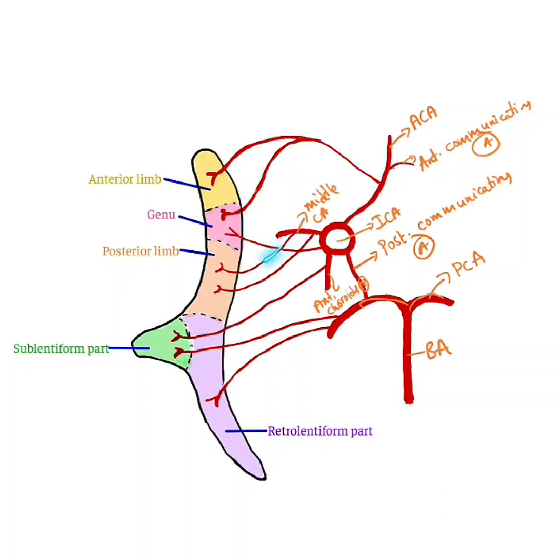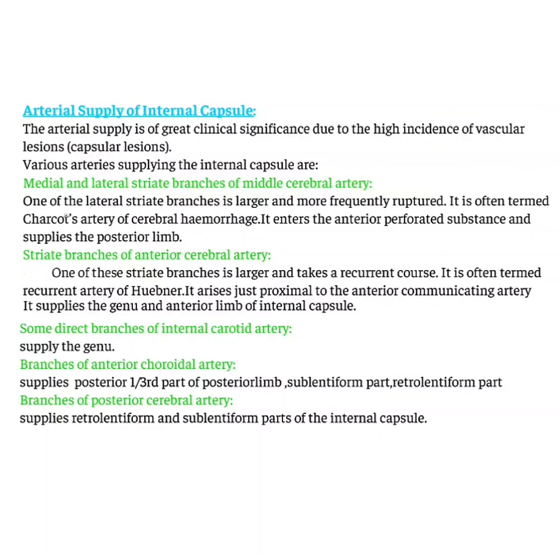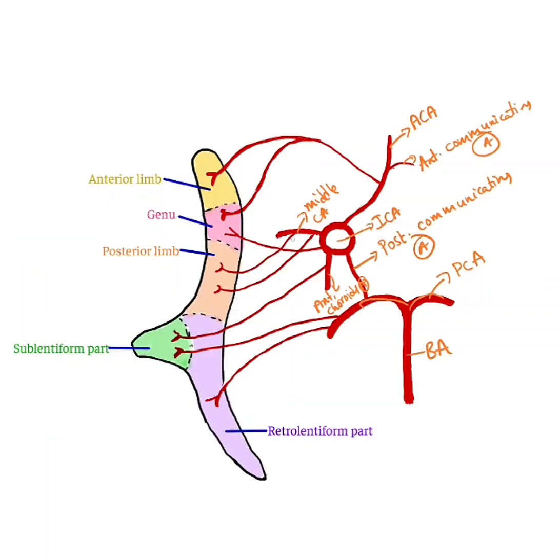Medial and lateral striate branches of the middle cerebral artery supply the internal capsule. One of the lateral striate branches is larger and more frequently ruptured. It is often termed Charcot's artery of cerebral hemorrhage. It enters the anterior perforated substance and supplies the posterior limb.